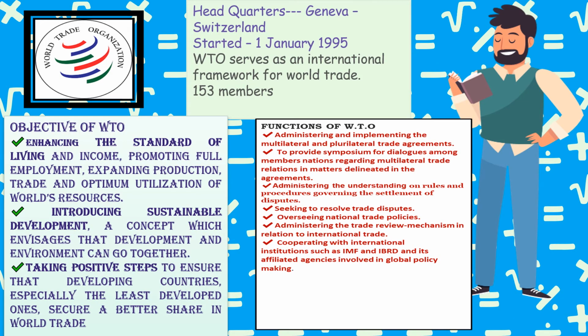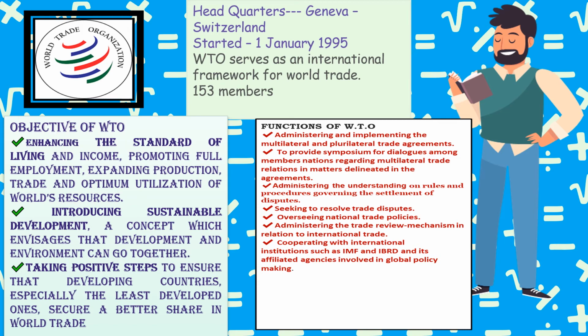WTO. That is the next concept we are going to discuss. What is the full form of WTO? World Trade Organization. Where is its headquarters? It is in Geneva, Switzerland. When was it formed? On 1st January 1995, with the aim of promoting international trade throughout the world.